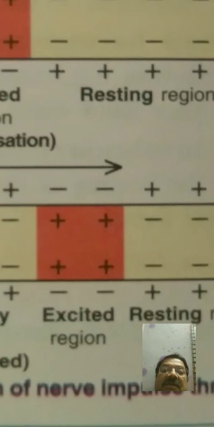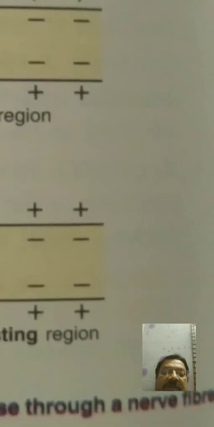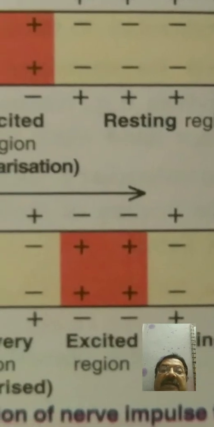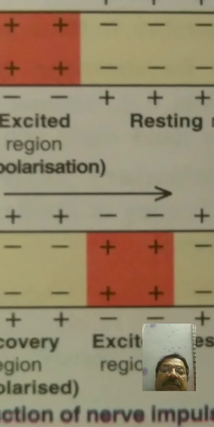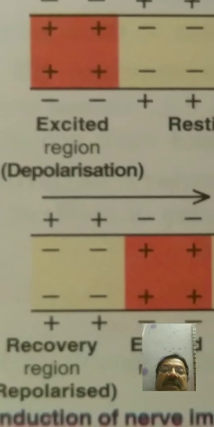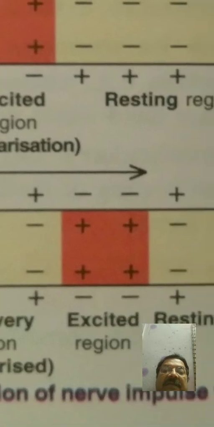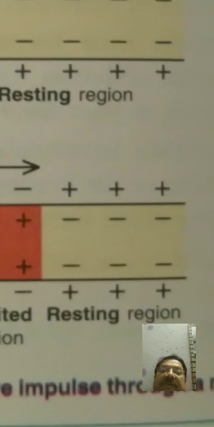This is how the stimulus moves, or you can say conduction of the nerve impulse through the nerve fiber takes place. The red region, that is the excited region, is moving from position B to position C, as you can see in diagram B and diagram C. Likewise, this will proceed forward. So this is how the nerve impulse travels through the nerve fibers.